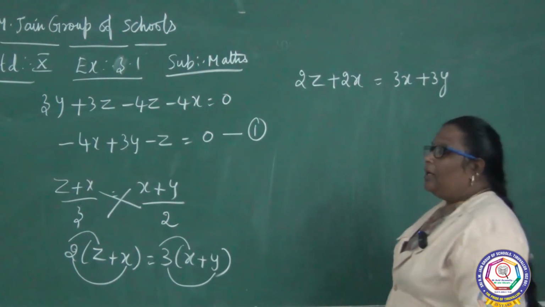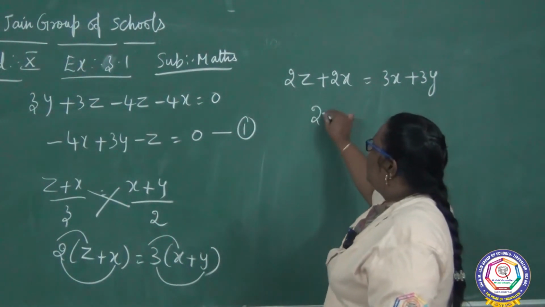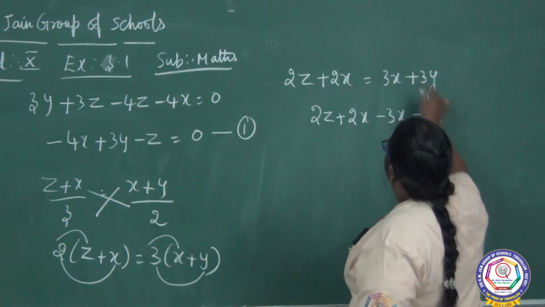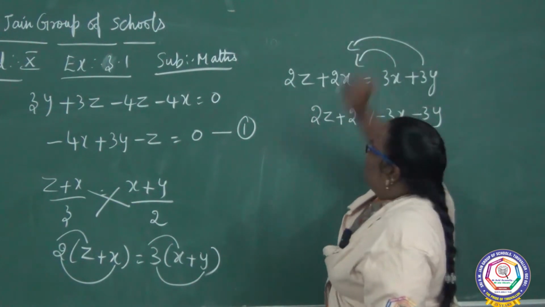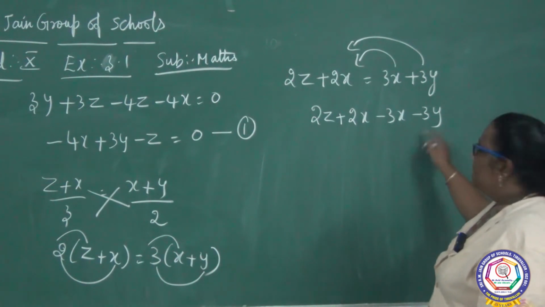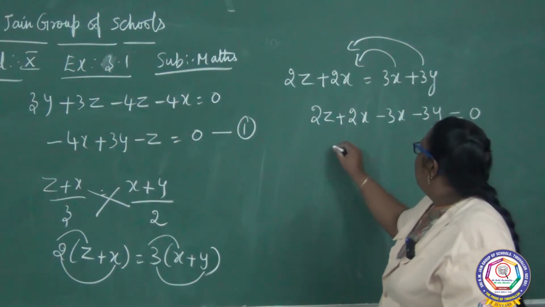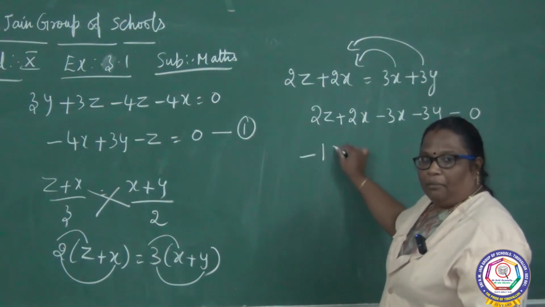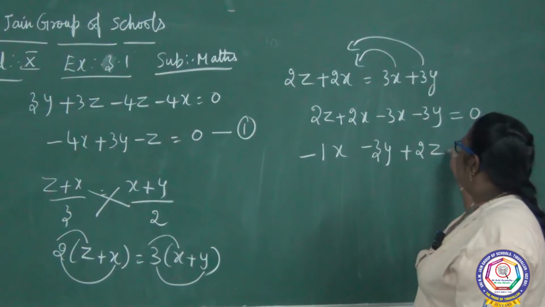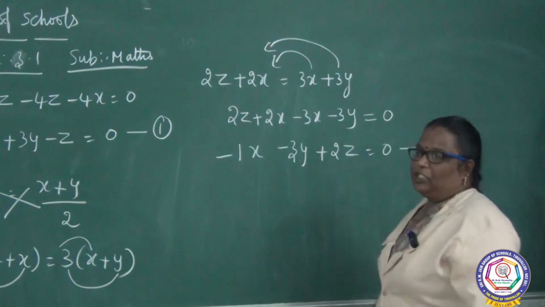You bring all the x, y terms to one side. See here, 2z + 2x - 3x - 3y. You bring the term to the other side; if it is positive, it becomes negative. So this equals 0. What is the answer for this? 2x - 3x is -1x, so -x - 3y + 2z = 0. You can take it as the second equation.